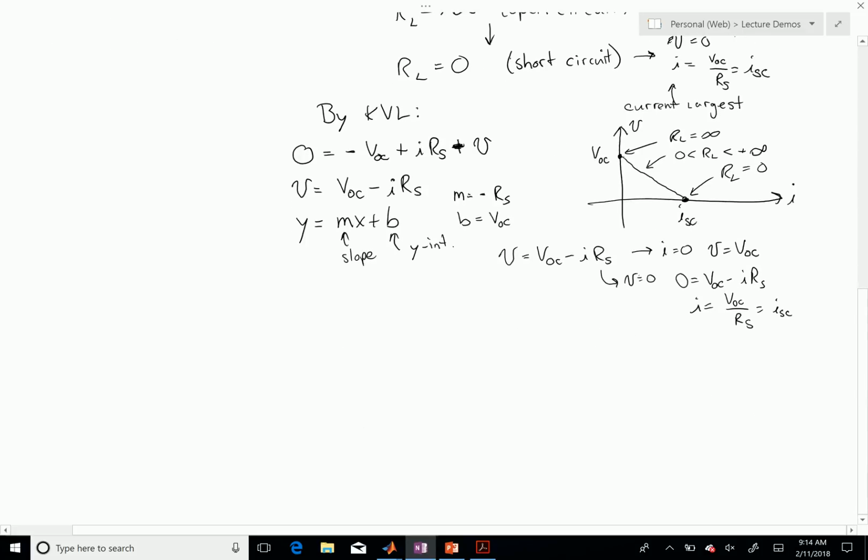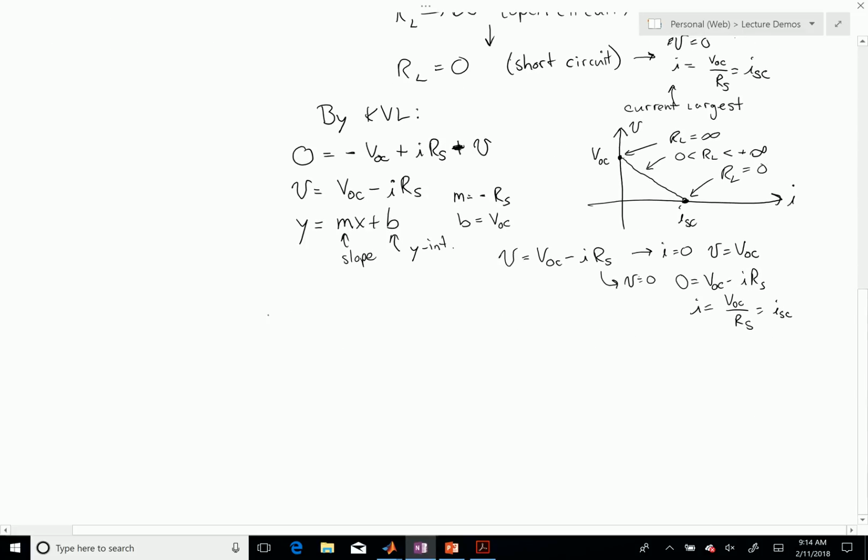So a pretty straightforward idea, but if I just look at this, let's say I have 1 volt and I have 2 ohms here. Here's V, here's I, like that. Pretty straightforward type of circuit. One thing I can immediately see is that if RL is infinite, in other words open circuit, it must be the case that V equals 1 volt.